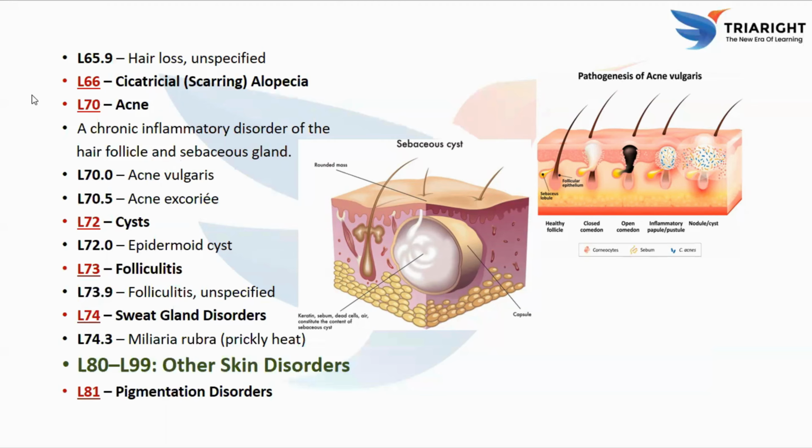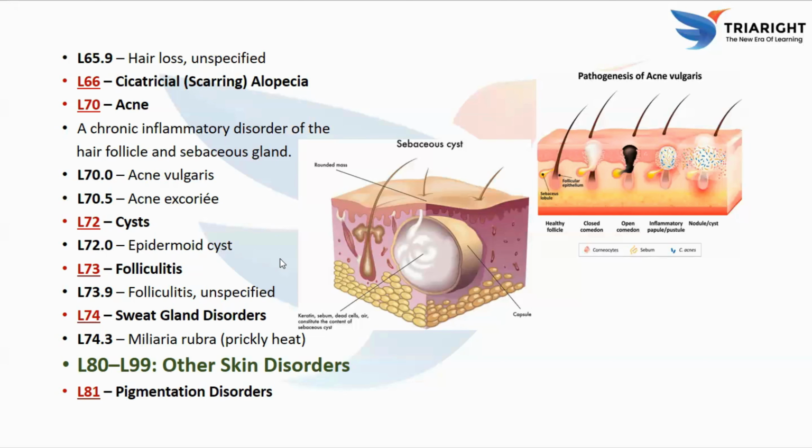So next coming to L66 code, it is scarring alopecia. What do you mean by scarring alopecia? It's a permanent hair loss caused by scarring. So hair follicles are destroyed and replaced by scar tissue. Nothing but hair cannot regrow. What are the causes of scarring alopecia? Infections, autoimmune disorders, burns and trauma.